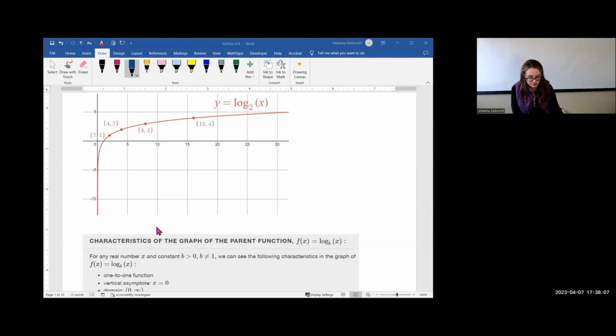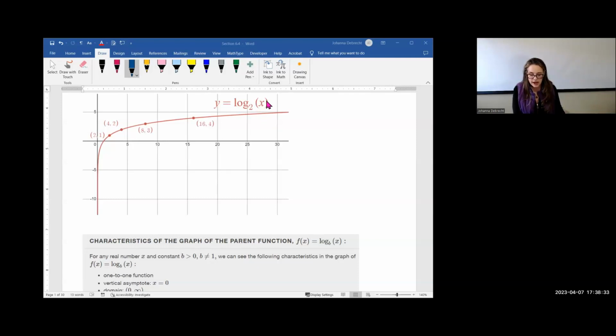In the graph here of this logarithmic function, you can see that it gets super, super close to the y-axis, the negative y-axis to be specific. Now, the equation for that is the vertical line x equals zero. So it has a vertical asymptote of x equals zero. Now, when we're looking at that, what's that mean? I mean, what's that x again?